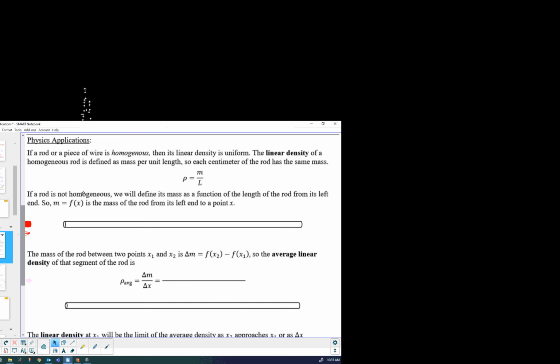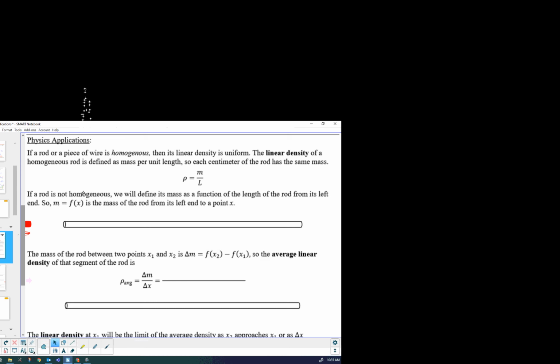Imagine you have a rod or a piece of wire, and whatever this wire is made of has uniform density. So suppose you have a piece of copper wire. Probably the density is fairly uniform all the way through for it to be useful in the wiring in your house. We'd say it's homogeneous if that density is uniform all the way through.